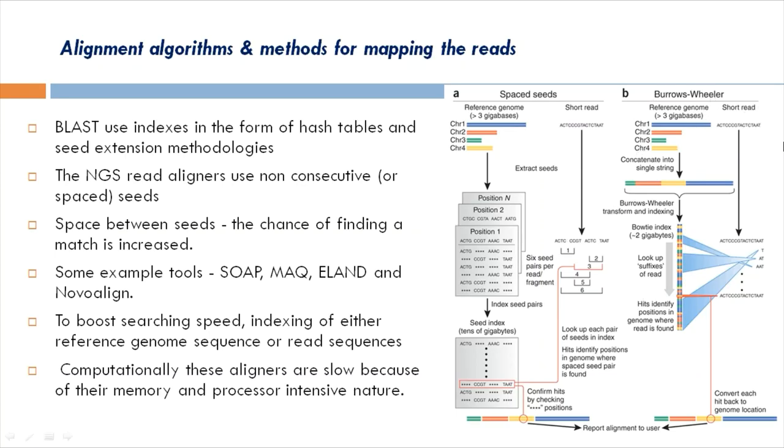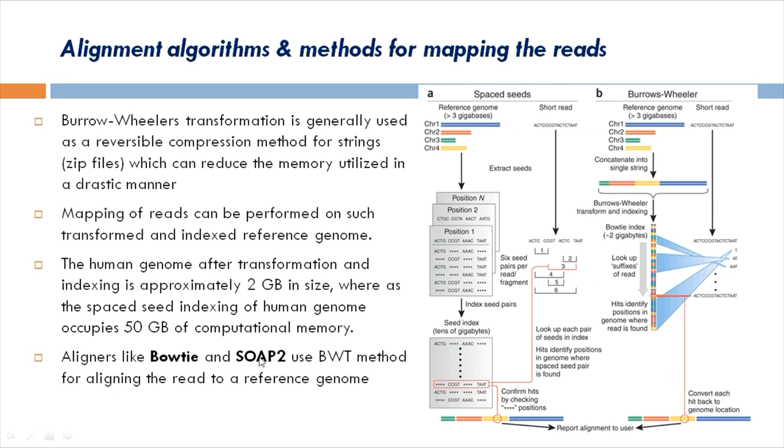Basically the size is huge, so you do a Burrows-Wheeler transformation and then do an alignment based on that, right? So what is important is you just remember these tools. MAQ, ELAND, NOVOALIGN, they do space seed alignment, and BOWTIE and SOAP2. BOWTIE is a more popular tool. SOAP2 do the Burrows-Wheeler alignment, right? You just understand this. As we progress further, I'll tell you where to get these.